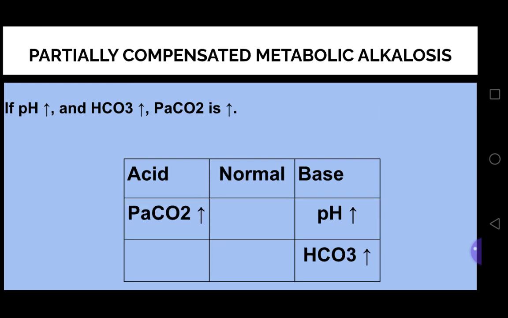In this slide, you can see partially compensated metabolic alkalosis, and you can see that although pH has not returned to normal, the respiratory component has started to compensate for this metabolic alkalosis. So partial pressure of carbon dioxide is going up, but still unable to bring the pH to normal. So this is partially compensated.